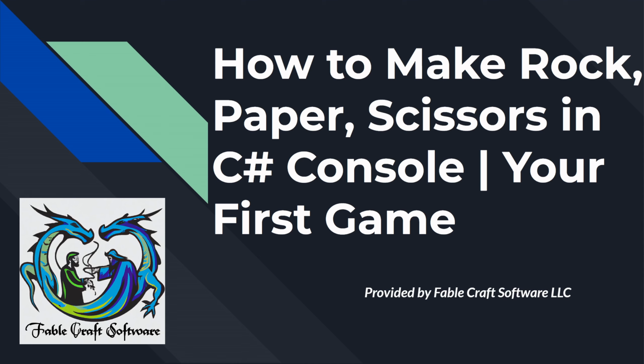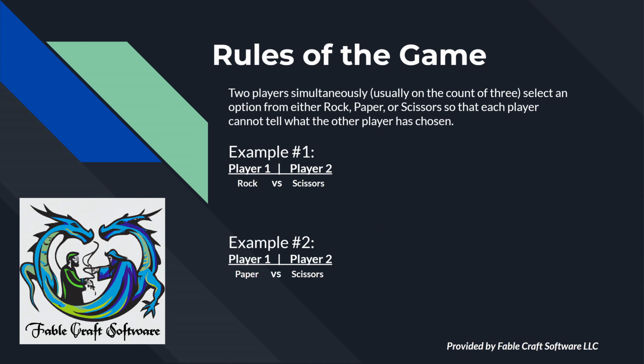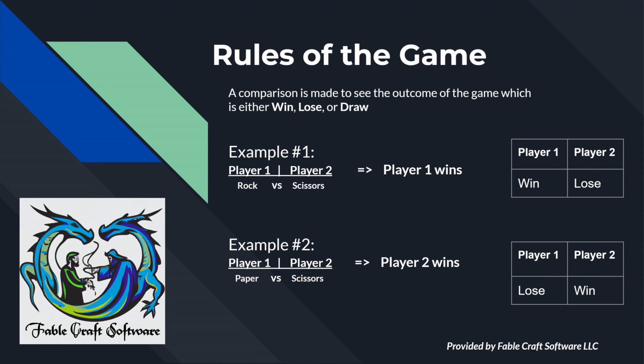In this video, we will demonstrate how to create the simple game Rock, Paper, Scissors in C# as a console application. First, let's review the rules of the game. Rock, Paper, Scissors is played between two players who, on the count of 3, choose rock, paper, or scissors at the same time. Then a comparison is made between what the players chose. You can either win, lose, or draw.